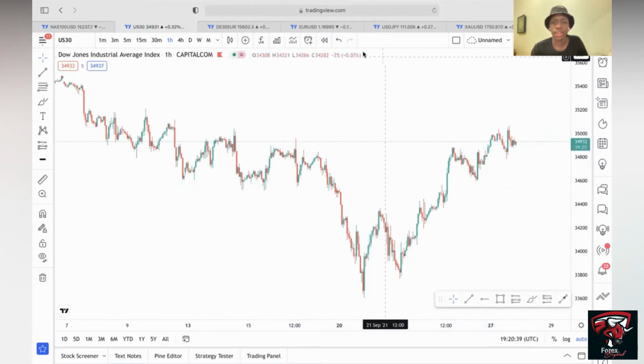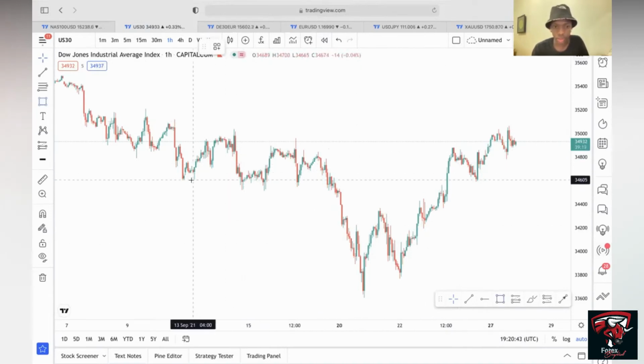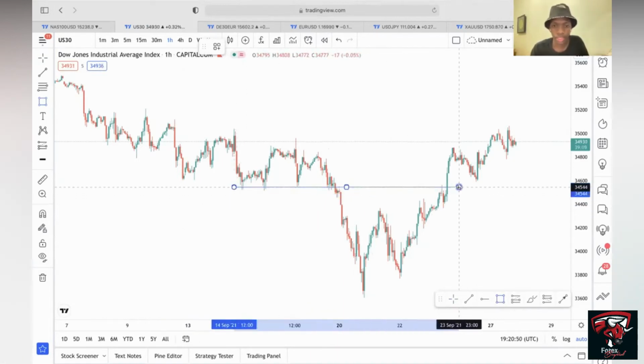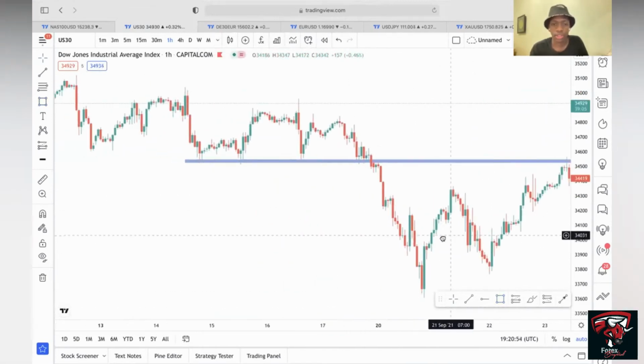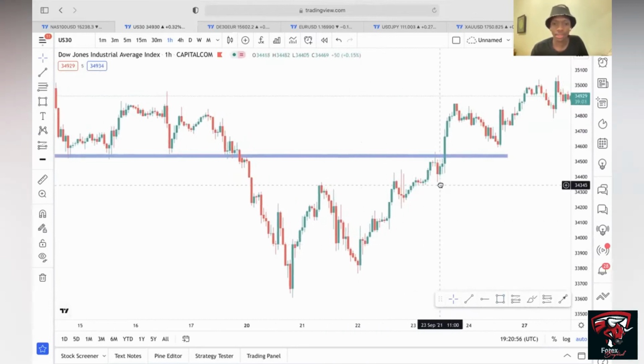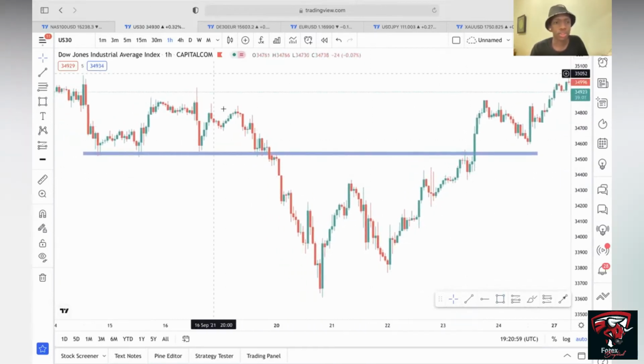I just want to quickly explain the US 30 trade that went against us. This one blew out of my account, but it's part of the game. The best traders know that losses are part of the game. They're literally inevitable. All right, so this is my US 30 analysis.